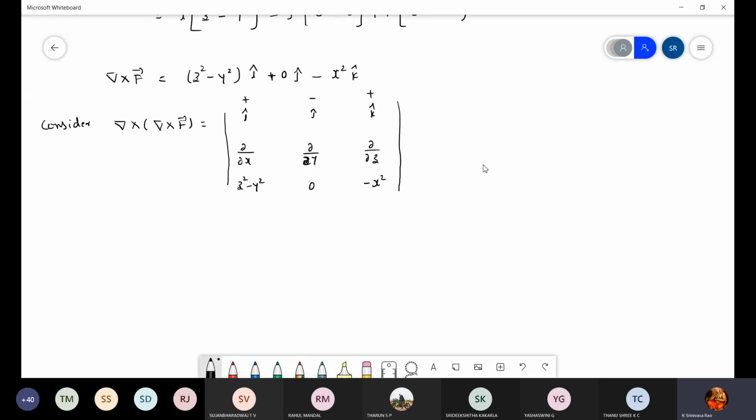Plus, minus, plus. Yes, i cap into, do it. So dou by dou y of x square: since there is no y here, this is 0. Minus dou by dou z of 0 is 0. This is with i cap. Minus j cap into first row and second column. Dou by dou x of minus x square is minus 2x. So simple terms you can differentiate directly. Dou by dou z of z square minus y square is 2z. So the formula is minus, therefore minus 2z.